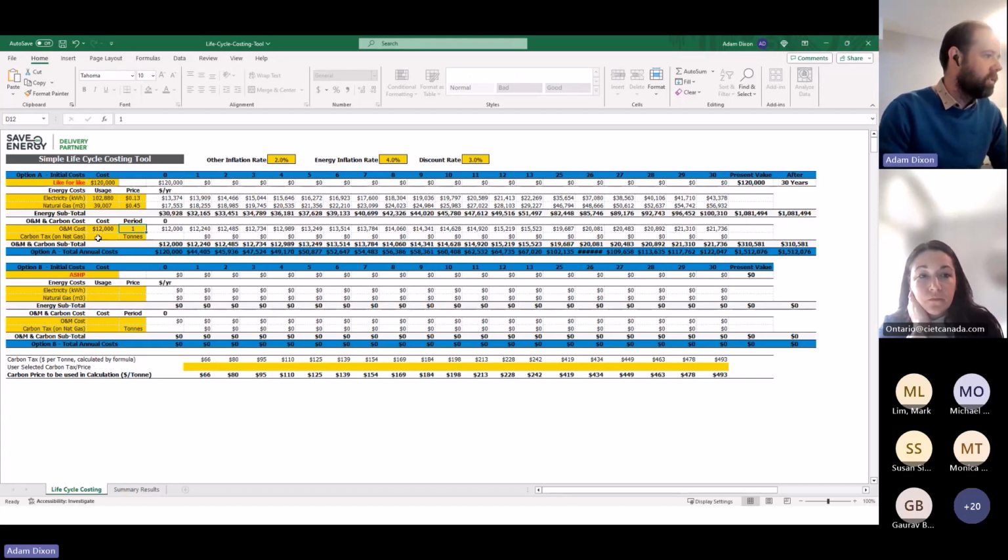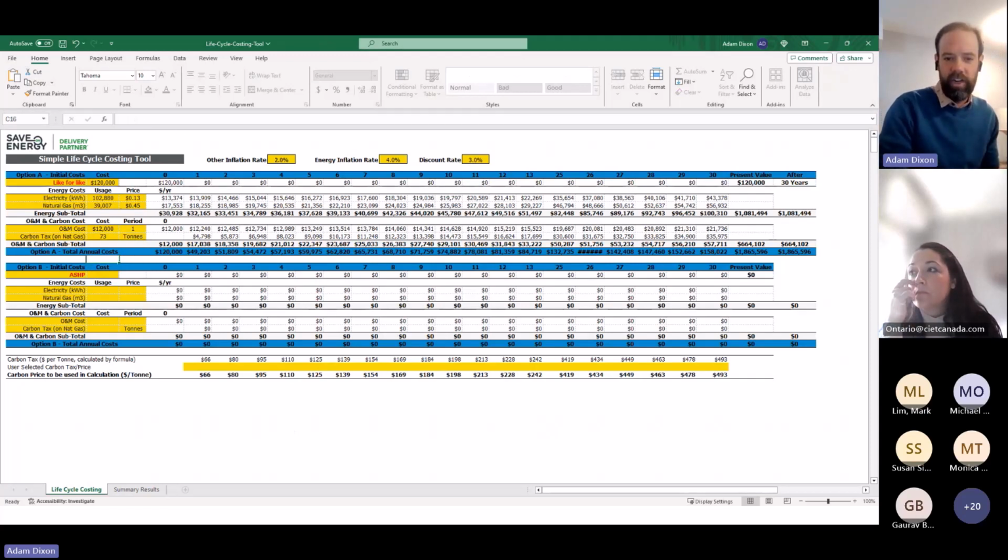Our carbon tax, so on natural gas, the cost of that, this actually shouldn't be a cost. This should be the number of tons. So it's 73 tons. It's going to use those numbers below there. So now we have our initial scenario set up.